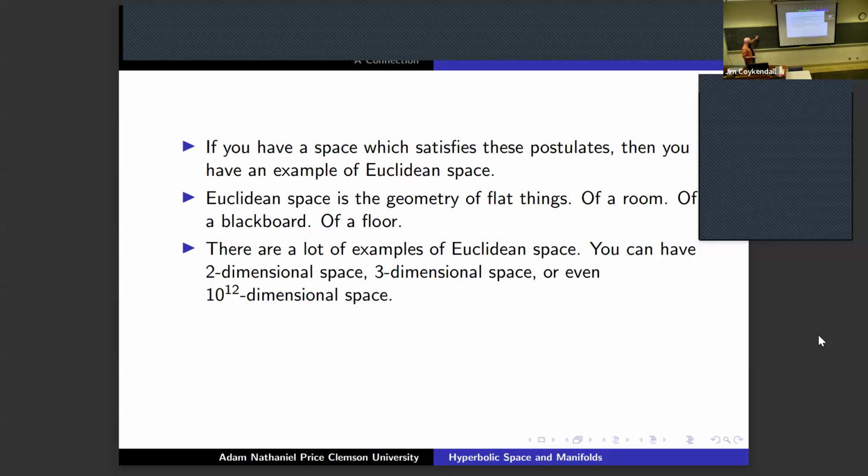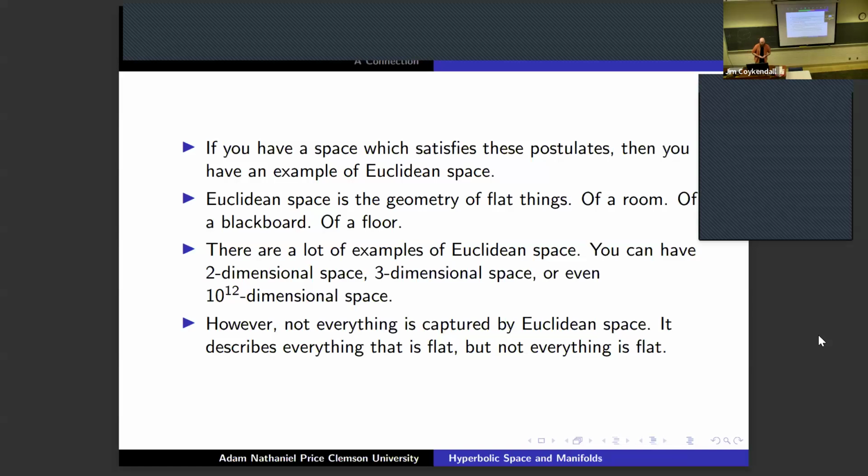You can go two-dimensional, you can go three-dimensional, you can even go up to one trillion dimensions. If you guys have been keeping track of ChatGPT, that is working inside trillion-dimensional Euclidean space. Jeez, interesting to think about that. But not everything is captured by Euclidean space. Those assumptions that Euclid had are all reasonable assumptions. If you put them up, then you can say a lot of things about the space that satisfies those axioms. But it doesn't describe everything.